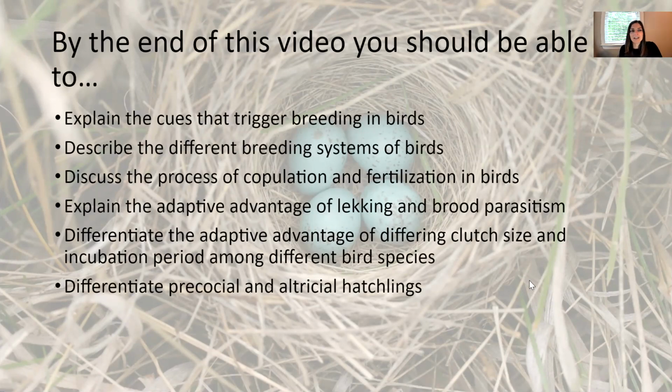So by the end of this video, you'll be able to explain the cues that trigger breeding in birds, the different breeding systems of birds, the process of copulation and fertilization in birds, the adaptive advantage of leking and brood parasitism. You'll be able to differentiate the adaptive advantage of differing clutch size and incubation period among different bird species, and differentiate precocial and altricial hatchlings.